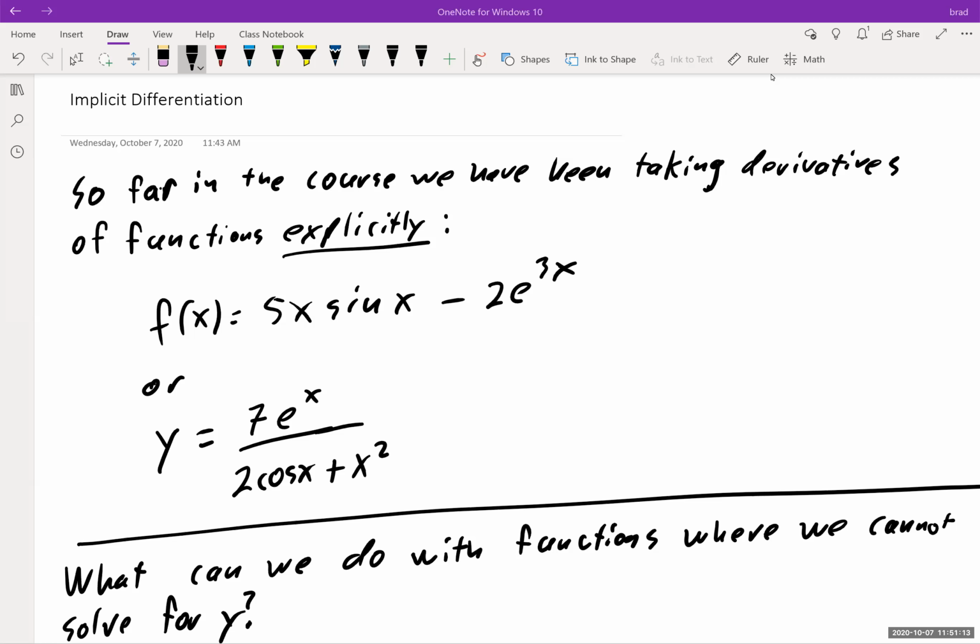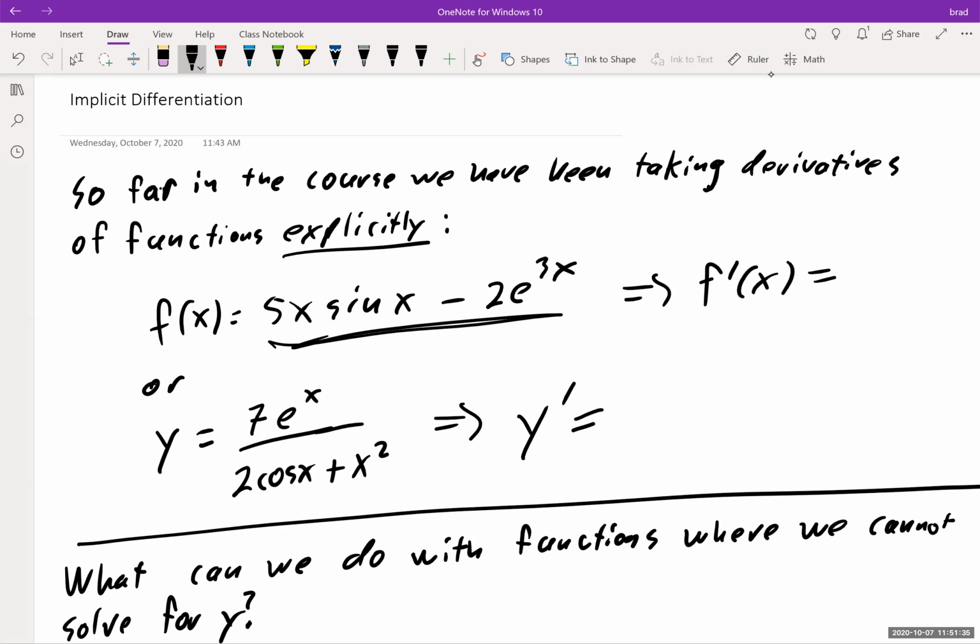So today we're going to talk about implicit differentiation, which is basically implied differentiation. So far in the course, we have been taking derivatives of functions explicitly. And what this means is we can solve and isolate f of x, and then we just take the derivative of this, and we would end up with f prime, right, if we take d/dx of both sides. Same with this, if we take d/dx of both sides, we would end up with y prime is equal to something, right? So even if it's a difficult derivative, we still can do it, okay?